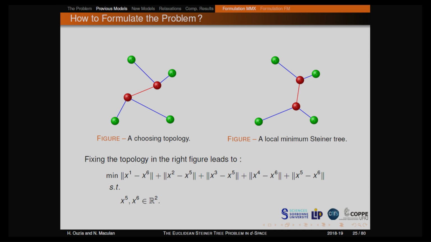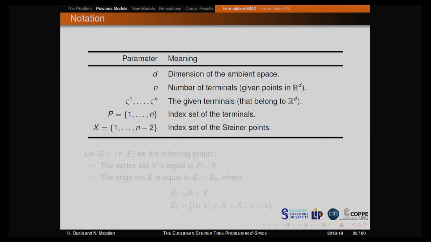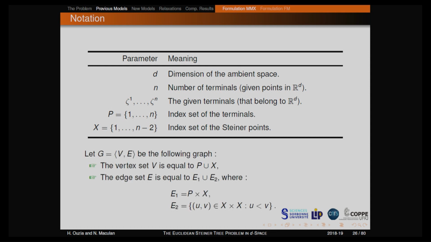Then my idea is how to construct a support graph, because for me the positions of these points are not fixed. I have to find the position of the points. It's not given. That's the problem we have. We call D the dimensions and the number of terminals given. Theta 1 to n are the given terminals. X is the index set of Steiner points. P the terminals, the given points. And we construct this kind of graph.